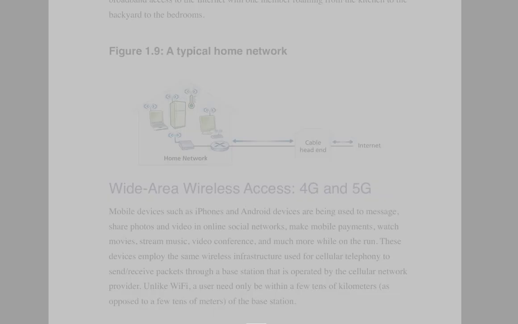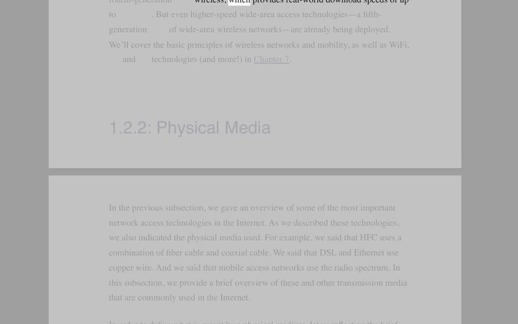Telecommunications companies have made enormous investments in so-called fourth-generation wireless, which provides real-world download speeds of up to 10 Mbps or more. But even higher-speed wide-area access technologies, a fifth generation of wide-area wireless networks, are already being deployed. We'll cover the basic principles of wireless networks and mobility, as well as Wi-Fi and 4G and 5G technologies and more in Chapter 7.